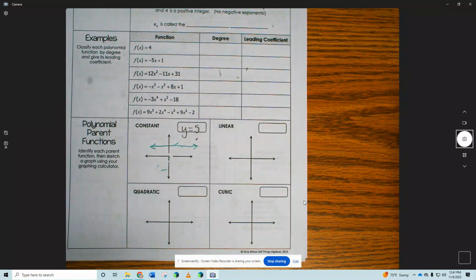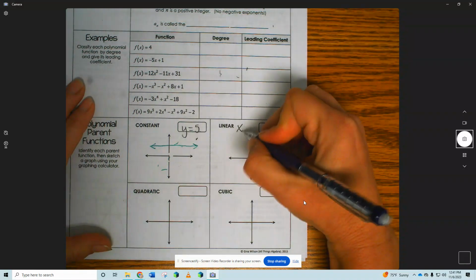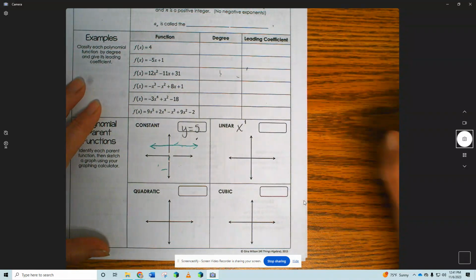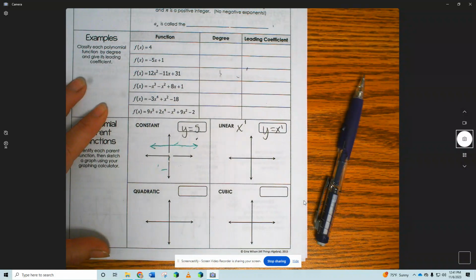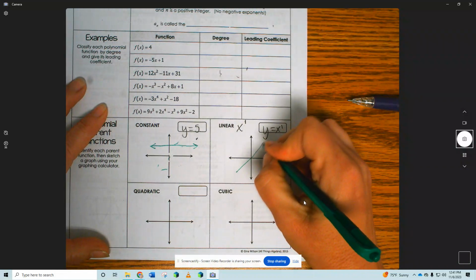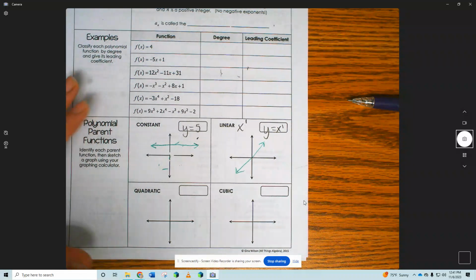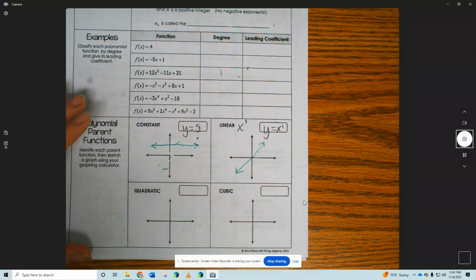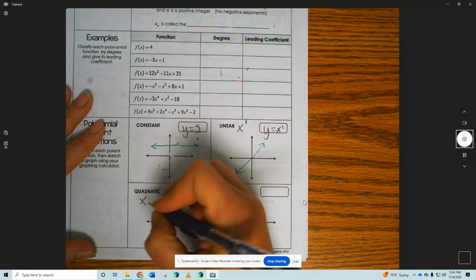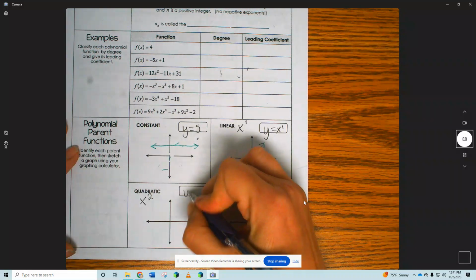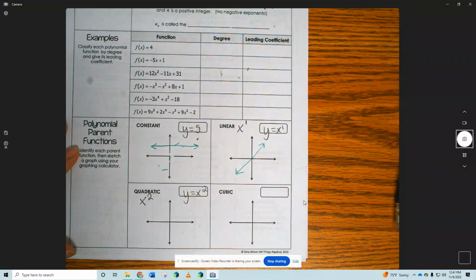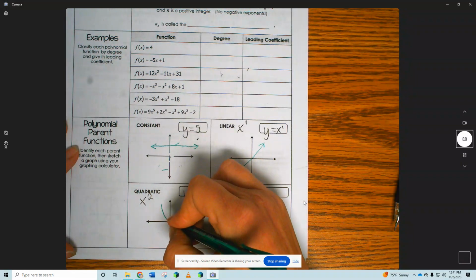Linear, straight line. This is going to be x to the first degree. So like y equals x to the first degree. That's the diagonal line, like that. Quadratic is what degree? Second. Quad, second degree. Okay? Y equals x squared. Just a normal parabola.